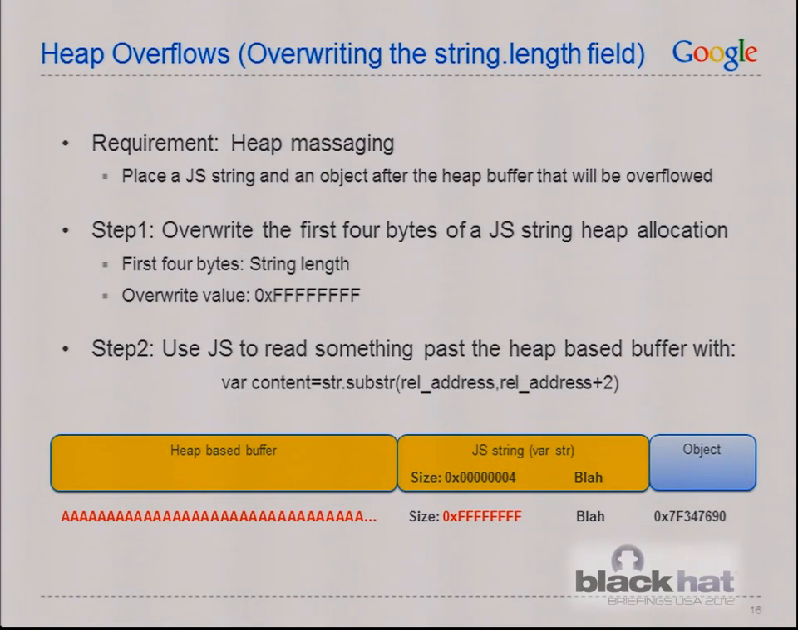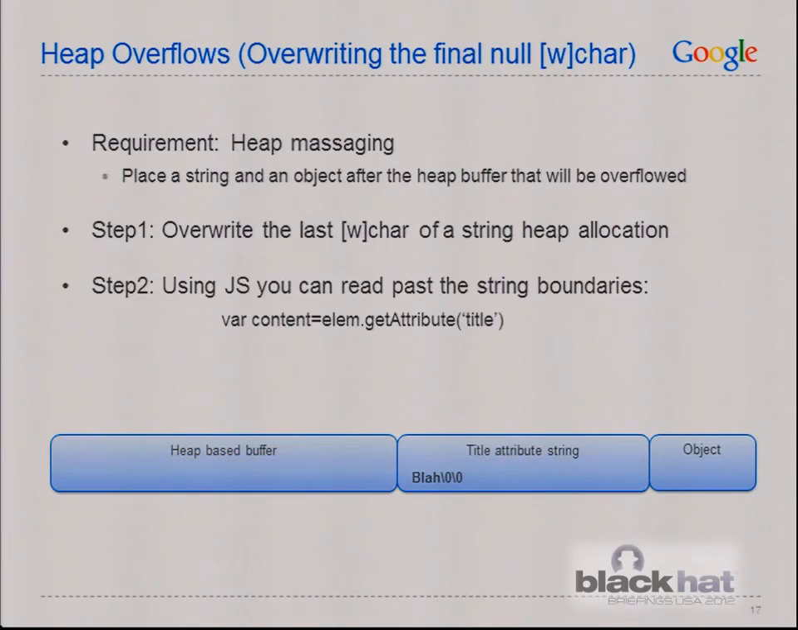This also was used by Skyline in an exploit that he developed for Chrome, probably some others. Heap JavaScript string object. We override the size of the string.length to be able to read past the buffer of the JavaScript string. The second heap overflow also requires heap massaging because I want to place the heap-based buffer that we're going to overflow and another string and an object.